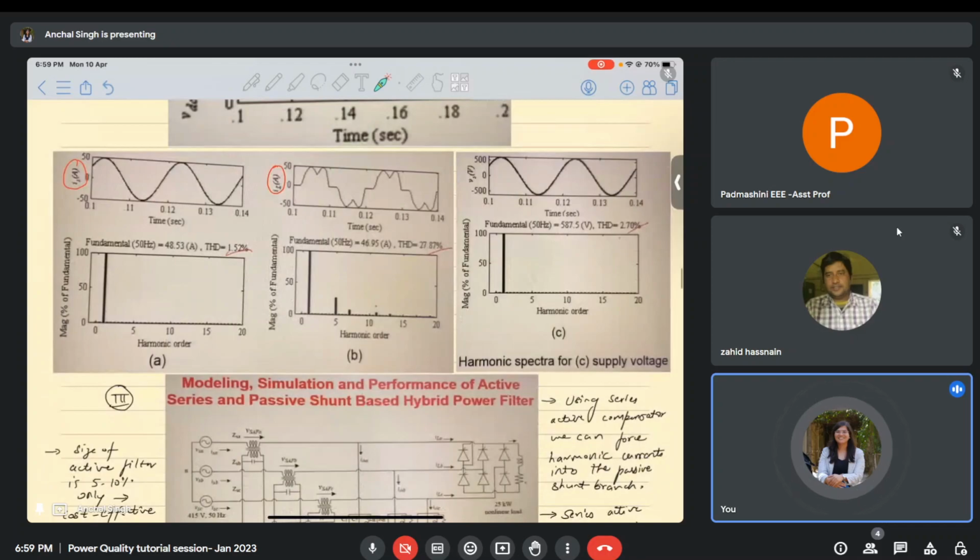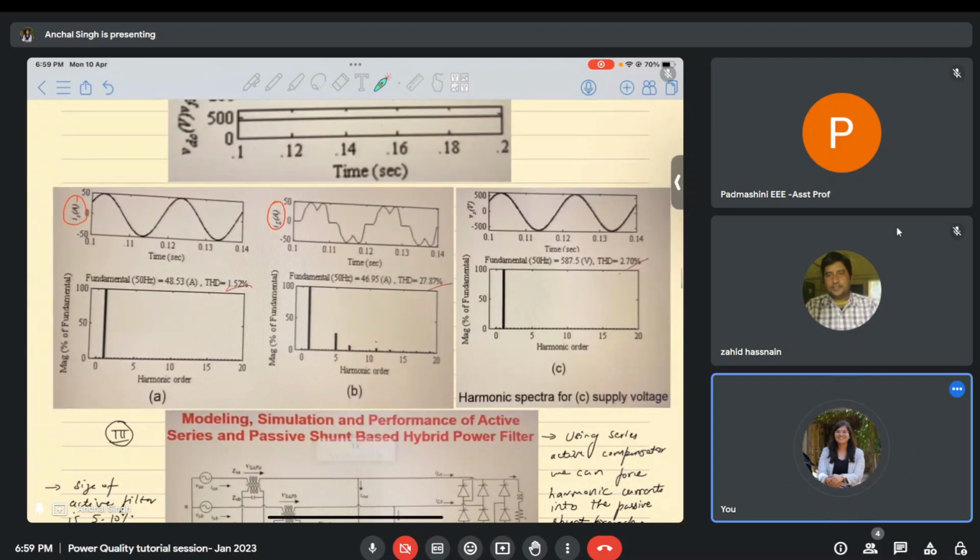And if you look in detail at these THD diagrams, because of the presence of the hybrid filter, the supply current THD has reduced to 1.5%, even though the load current THD is 27.87%. Normally, if you don't use any kind of hybrid filter, your supply current will also have a THD of 27.87%. But due to the hybrid filter in our system, we are able to reduce the THD to 1.5% from 27%, which is very good. And the source voltage THD is only 2.7%.